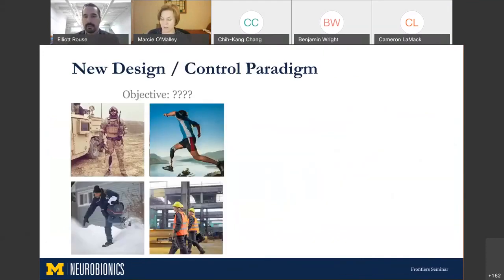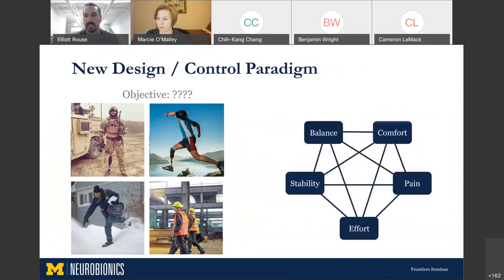But in my research group, one of the things that we think about is that people's objectives likely change over time and with different activities. It's not likely that there's one objective that's going to meet the needs for every person in every activity. In fact, people probably care about a host of different things: balance, comfort, pain, stability, effort, and the exact emphasis they might place on any one of these different items might depend on the person or the task.